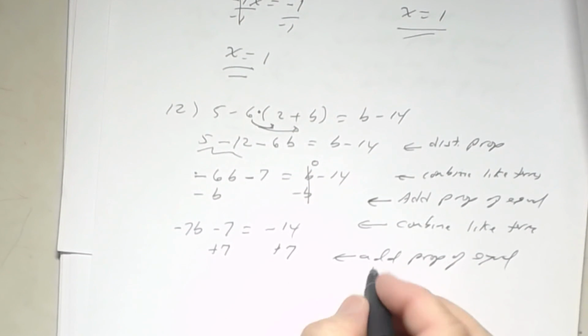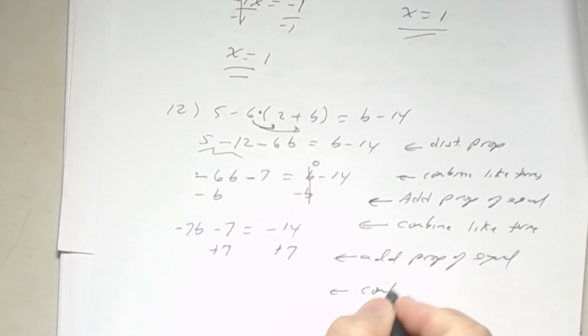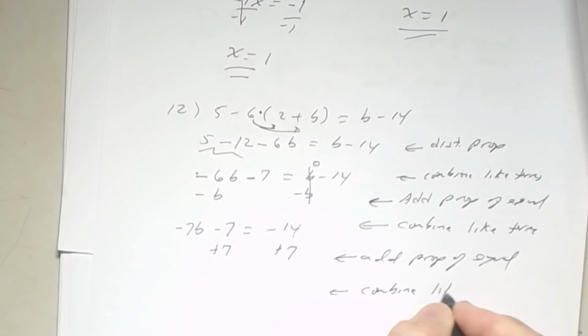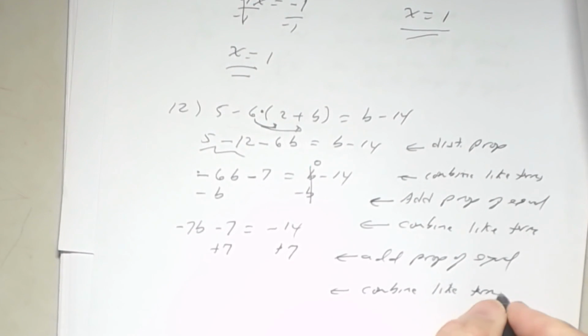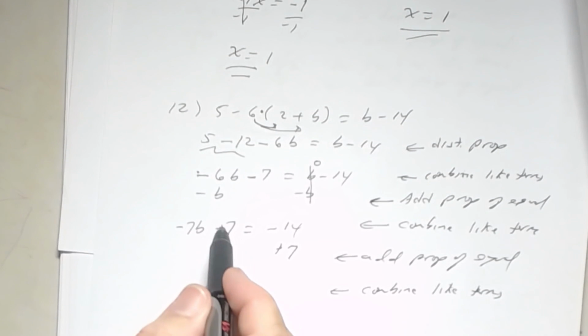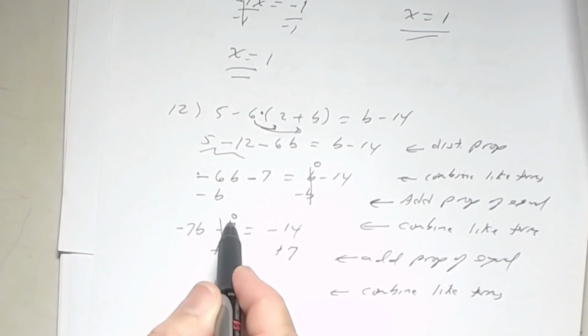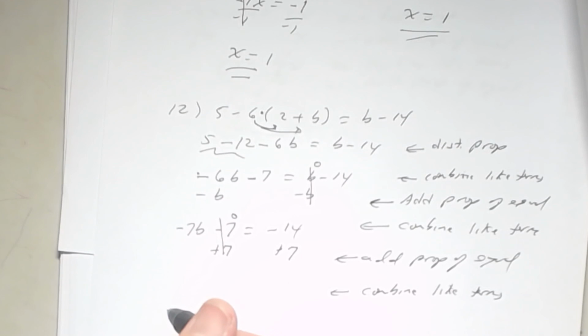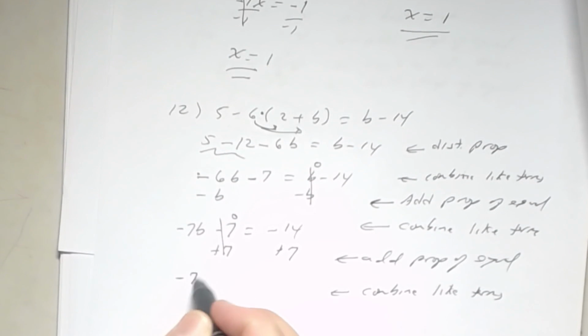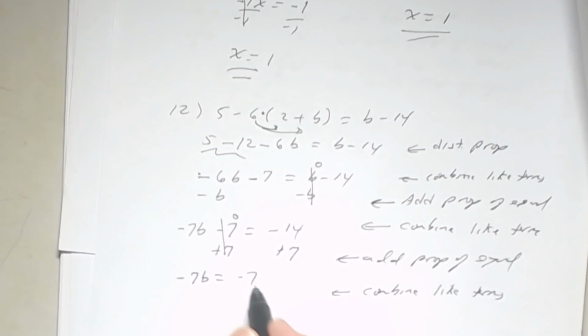Okay? And then once I do the addition property of equality, the next step is to combine like terms. So when I combine like terms, a -7 and a +7 is 0. They're opposites. So when I add terms that are opposites, I get 0. But what's left? Okay, what's a -14 and a +7? -7. All right.